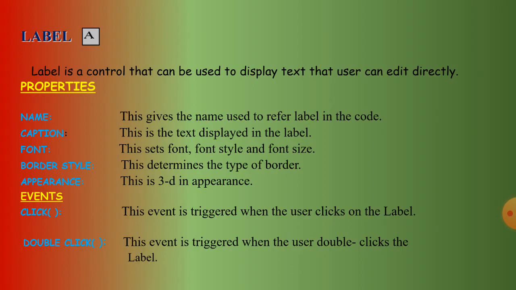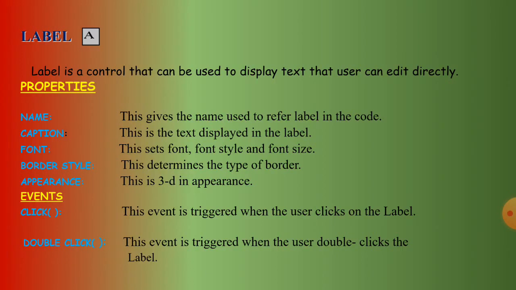And also the appearance of a label. That means the label can appear in 3D form or flat form. If you want to give a three-dimensional appearance, we can select 3D form, or if you want a flat appearance, we can select the flat form. These are the different properties we have.